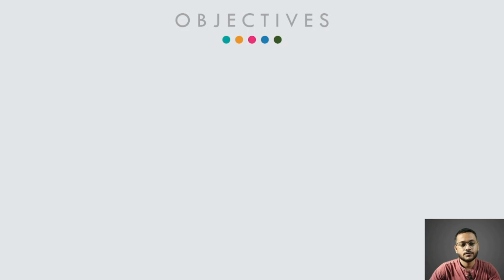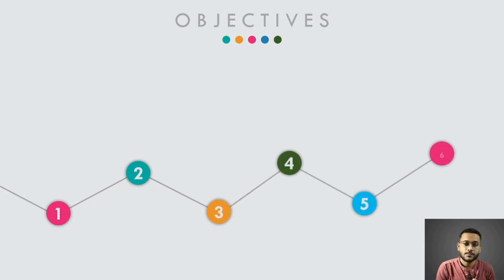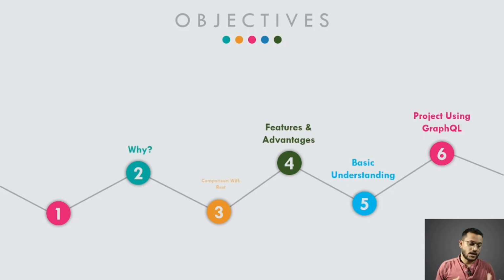So first, the objective of this particular part 1, or I can say what you will learn from the theoretical concept of GraphQL. I have divided this theoretical concept into 6 parts. That is: what is GraphQL, why GraphQL, comparison with REST, features and advantages, basic understanding, and project using GraphQL. So after completing these 5 parts, from what is GraphQL to basic understanding, we will move to the project part.